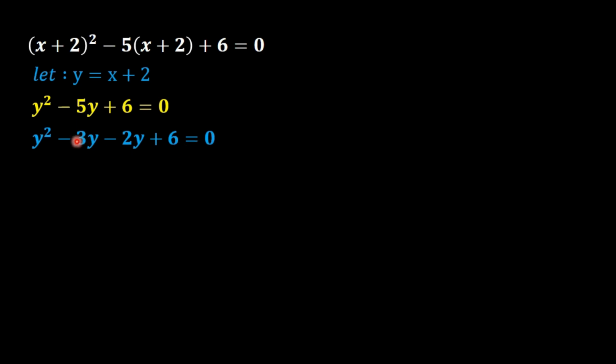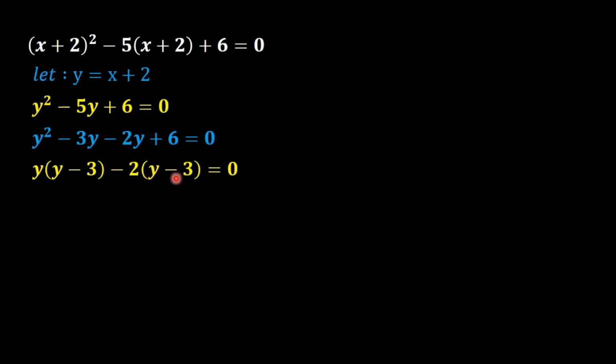Now in the next step we should take y common from both of these terms. As a result we get y as a common factor and y − 3 as the remaining factor. And −2 we will take common from both of these terms, and as a result we get y − 3 as the remaining factor.